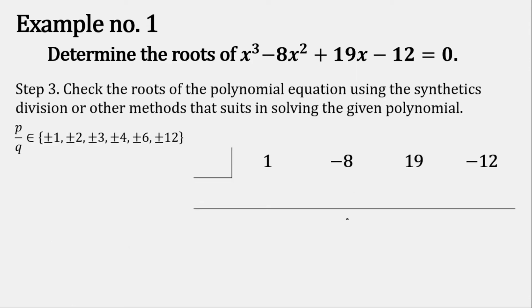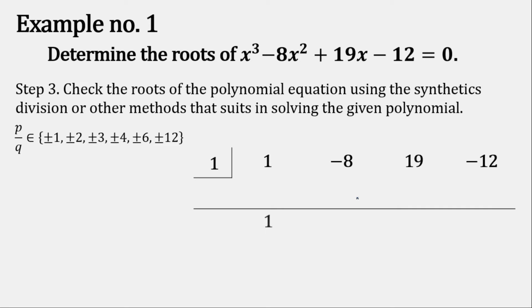Let's use synthetic division. Let's get the coefficients of all the terms. Then we will test each number here. You could test any number, and your goal is to make the remainder, or the last number here, become 0. If it is not 0, then cross out that number. In this case, I will choose 1.